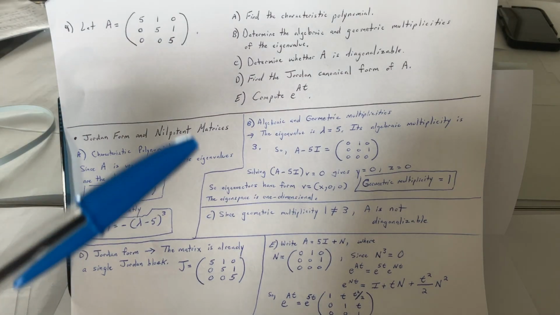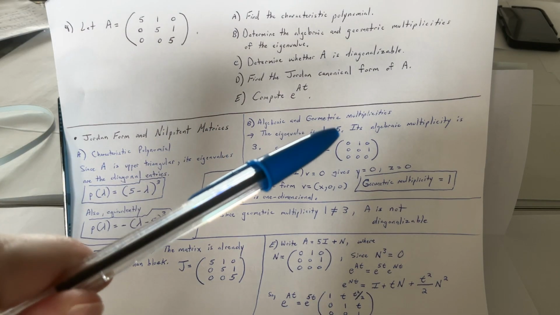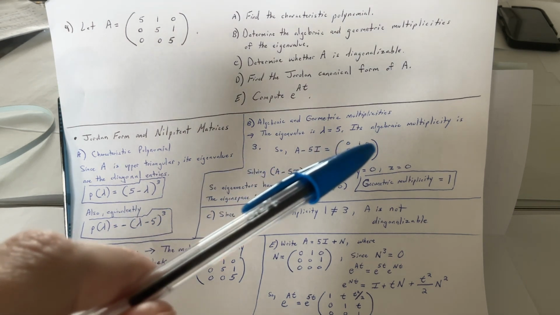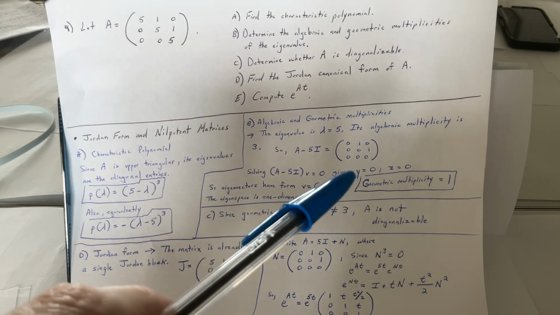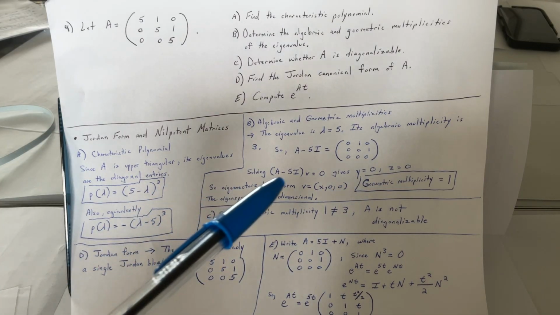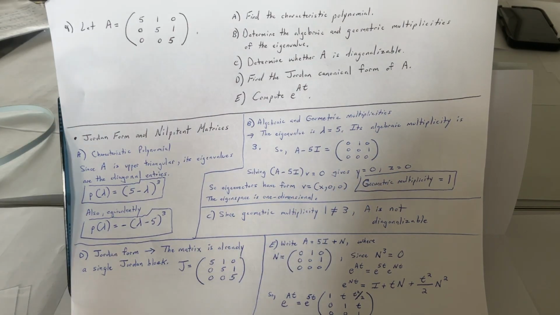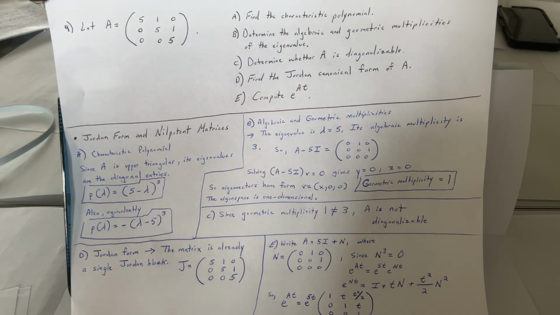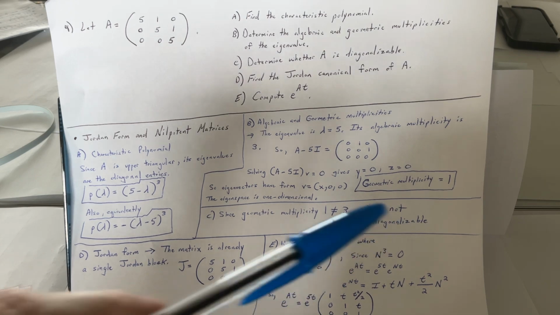Sorry about that. B, determine the algebraic and geometric multiplicities of the eigenvalue. The eigenvalue is lambda equals 5. Its algebraic multiplicity is 3. A minus 5I equals this matrix, 0, 1, 0, 0, 0, 1, 0, 0, 0. Solving (A minus 5I)v equals 0 gives y equals 0, z equals 0. So the eigenvectors have the form v equals x, 0, 0. Geometric multiplicity happens to be 1, so the eigenspace is one-dimensional. Part C, determine whether A is diagonalizable. Well, since geometric multiplicity 1 does not equal 3, A is not diagonalizable.